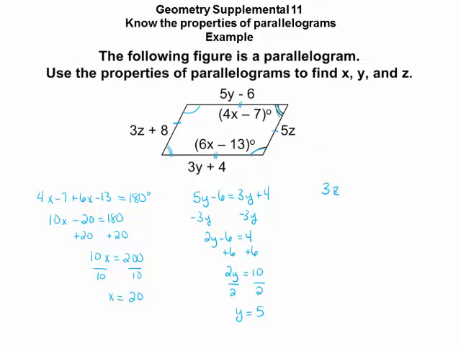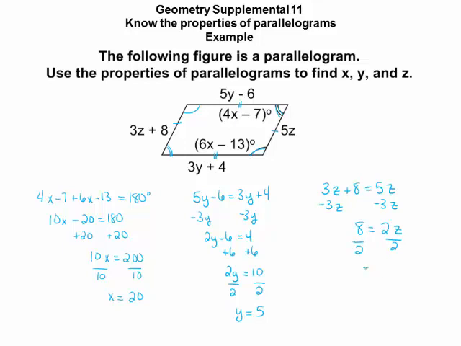And then finally, I have 3z plus 8 equal to 5z. I'm going to subtract 3z from both sides because there's no numbers over here. So I get 8 is equal to 2z. I could have subtracted 5z from both sides, but then that would have left me nothing over here, so I had to make sure I put a 0 as a placeholder.